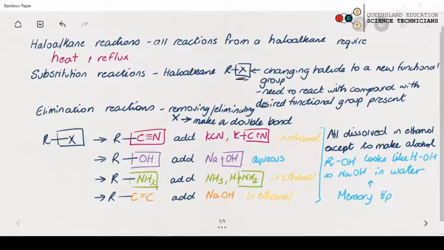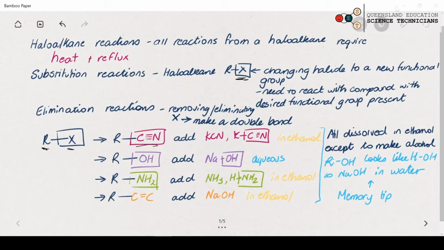Whereas in an elimination reaction, we're actually removing the halide and replacing it with a double bond. So we're actually removing a halide and a H and forming a double bond. So when we go through, I'm representing this as the organic group, R, and this is our halide. So we're replacing this halide with either a nitrile, which is our C triple bond N, a hydroxyl to make an alcohol, which is our OH, an amine with an amine functional group, or we can make an alkene with an elimination reaction.